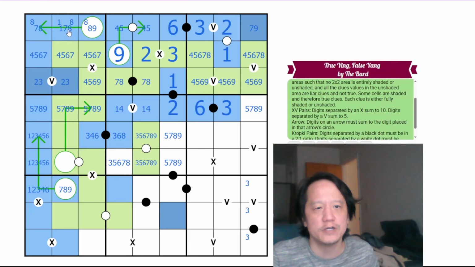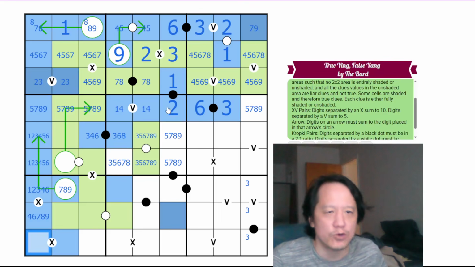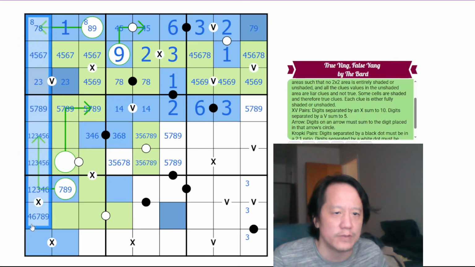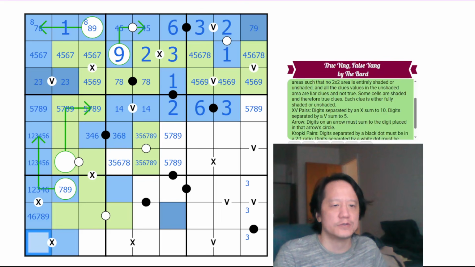Where is 1 in row 1? It has to be there then. So this could be 4, 6, 7, 8, 9. We don't have another 1 available in column 1. So this could be 2, 3, 4, 6, 7, 8, 9.